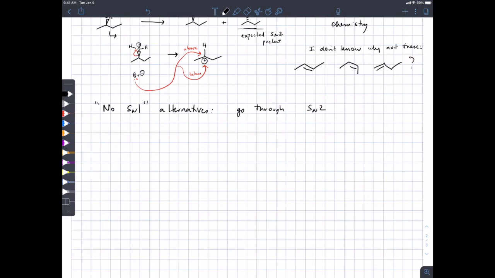Yes, so these are the so-called no SN1, no carbocation alternatives. They don't go through an SN1 mechanism. So we're going to introduce a new reagent. That reagent is phosphorus tribromide, or PBr3.